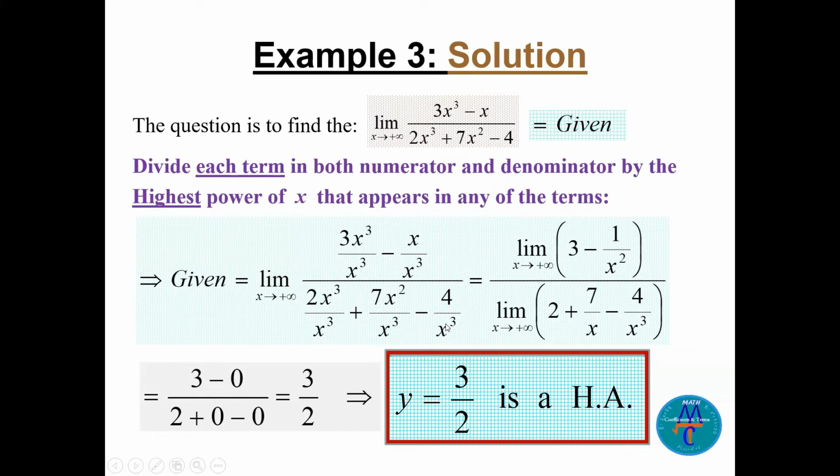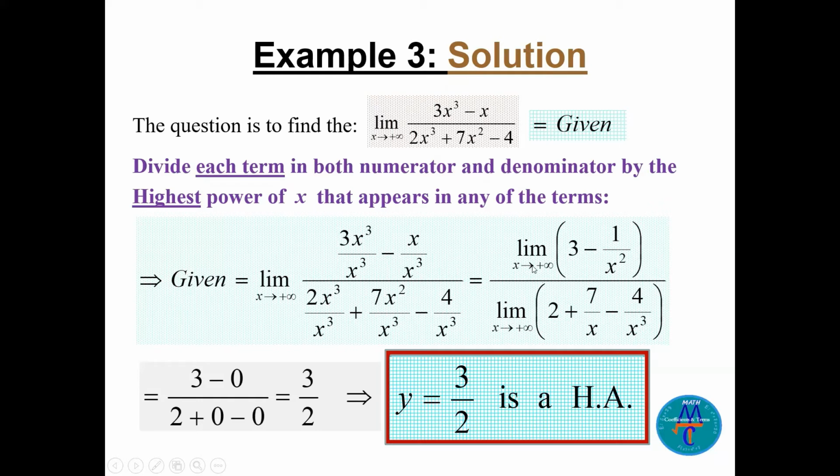So you can use this method when you find the limit of a function as x goes to plus infinity or minus infinity. Now you simplify. When you divide here by x cubed, it will be 3 minus 1 over x squared. Down here we have 2 plus 7 over x minus 4 over x cubed.